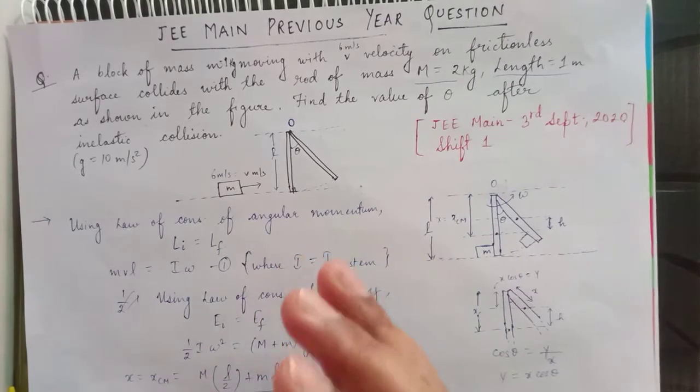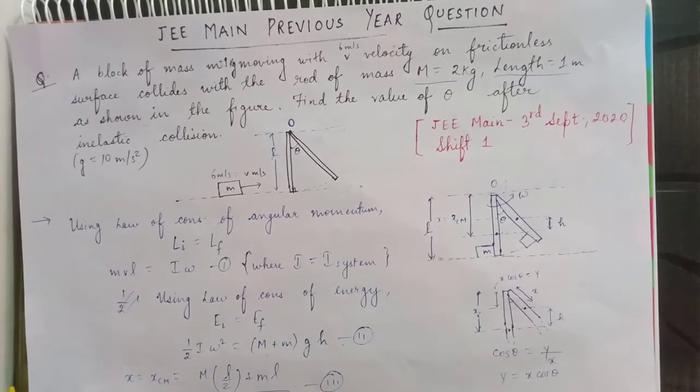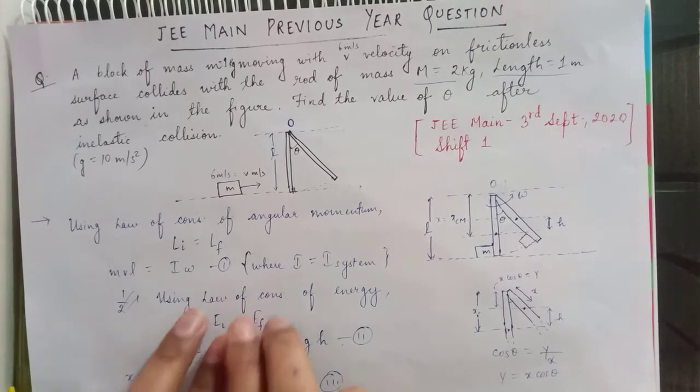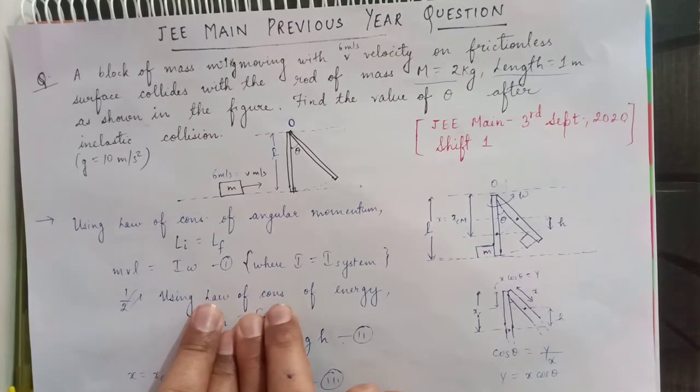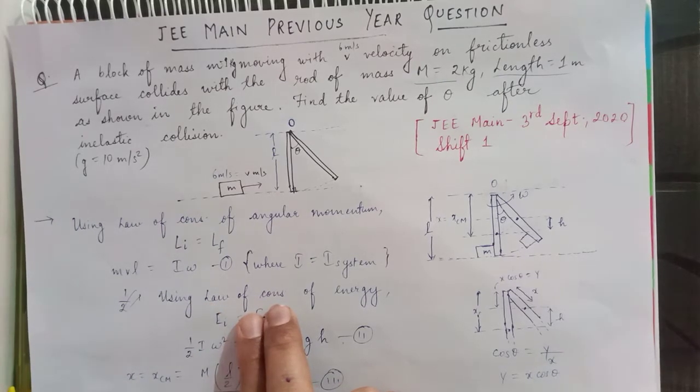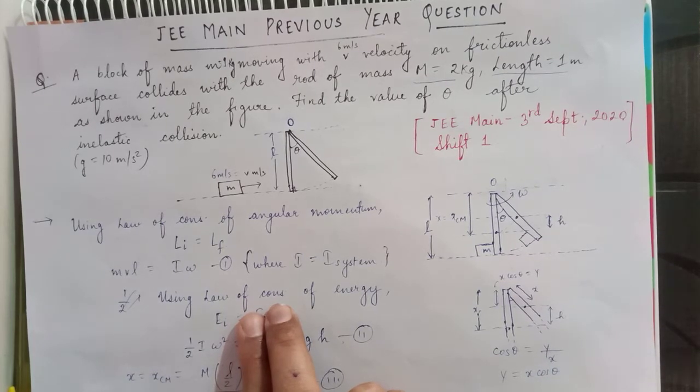From that you can identify that you can apply here the law of conservation of momentum, and you also have to apply the law of conservation of energy. So first we are going to apply the law of conservation of angular momentum. According to this, the initial angular momentum is equal to the final angular momentum.